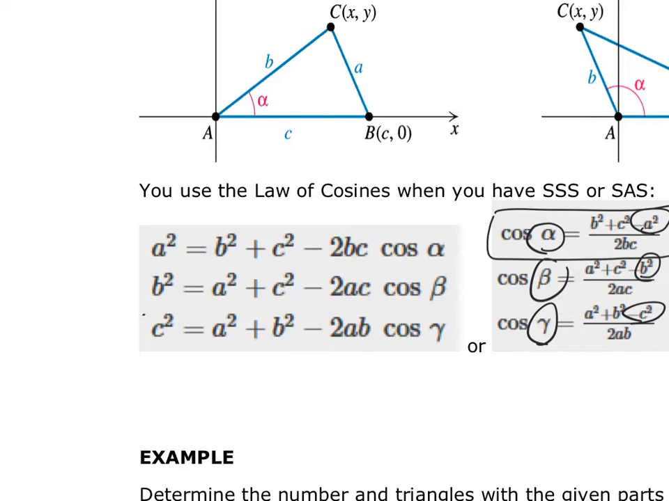The relationship here, you see c squared, you see gamma. So if you are chasing c, you need the angle opposite c. If you are chasing b, you need the angle opposite b. If you are chasing a, you need the angle opposite a. How are we doing? Doing okay? Cool.